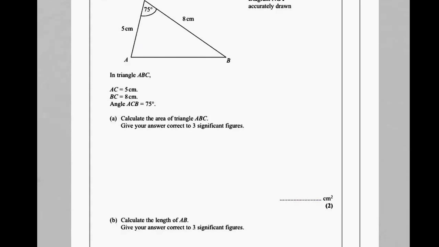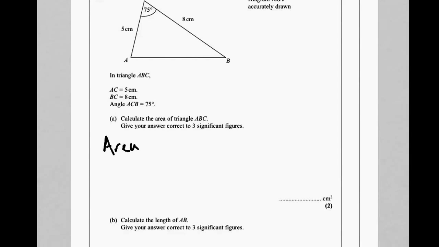Question 26. In triangle ABC, AC is equal to 5 centimetres, BC is equal to 8 centimetres, and angle ACB is equal to 75 degrees. Calculate the area of triangle ABC, giving your answer correct to 3 significant figures. Well, luckily, if you turn to the front of your exam paper, there's a nice formula that says area of triangle equals half ab sine C.